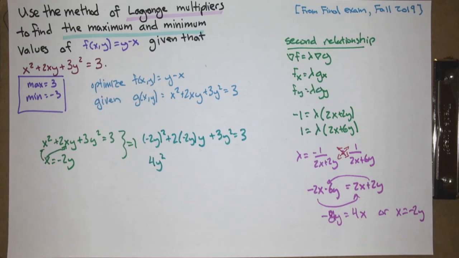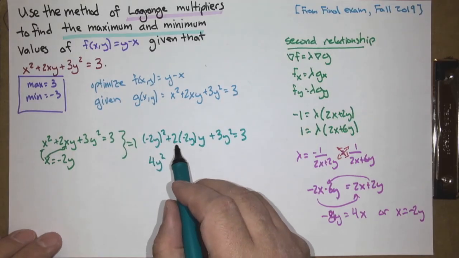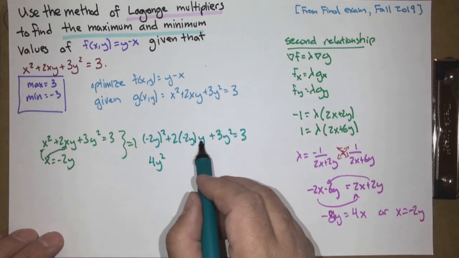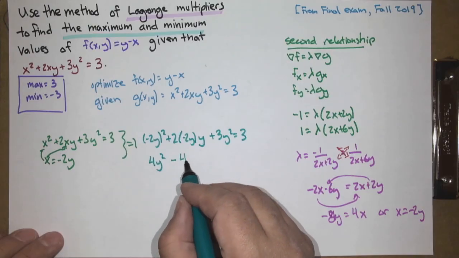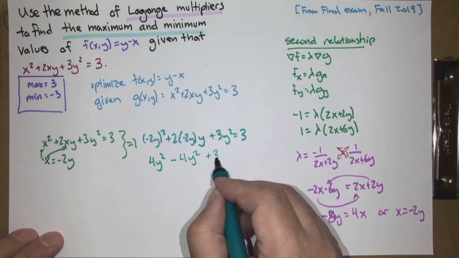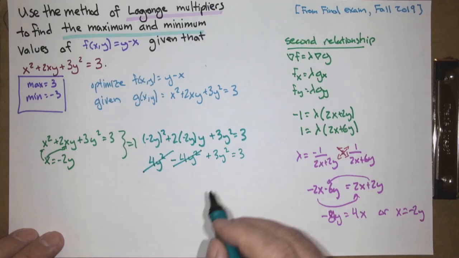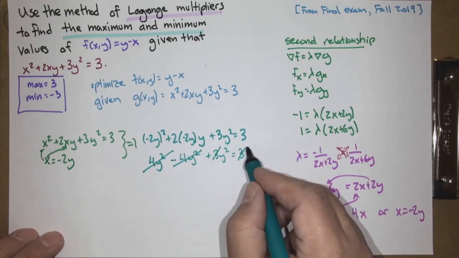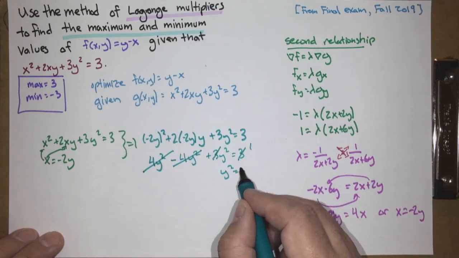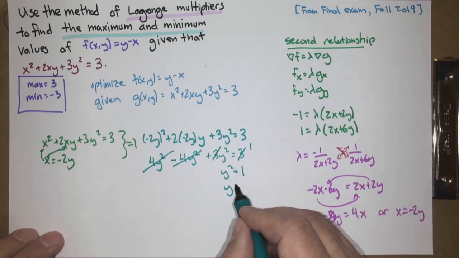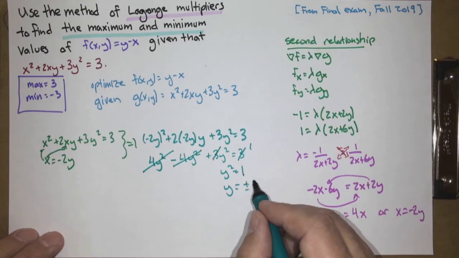But I've seen people make this mistake before. When you're squaring a negative, it becomes positive. So don't forget that. On the next term, 2 times negative 2y times y is negative 4y squared, and 3y squared equals 3. Cancels. Divided by 3. So you get y squared equals 1. So what is y? Plus or minus 1.